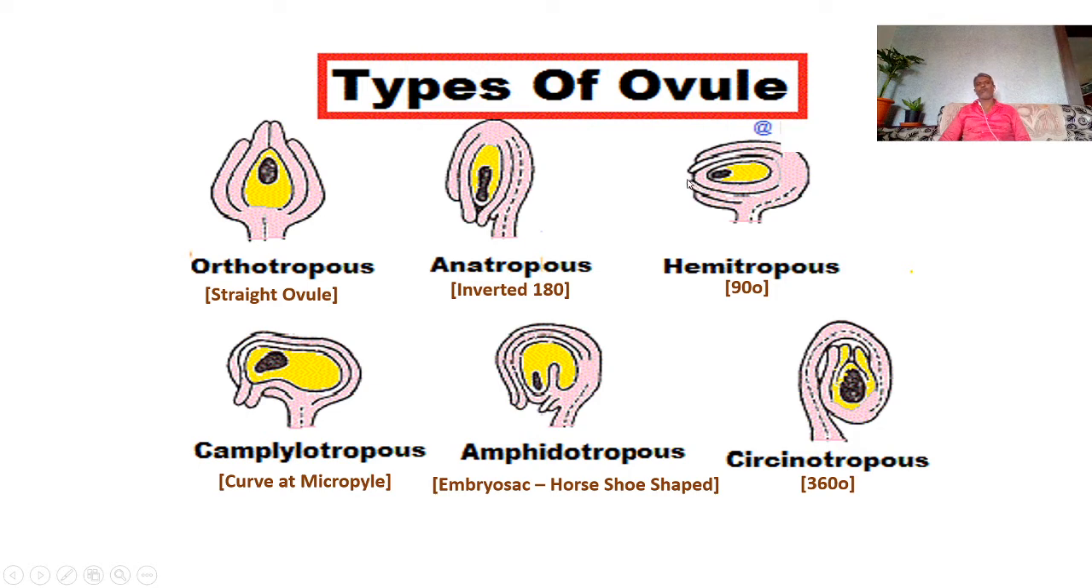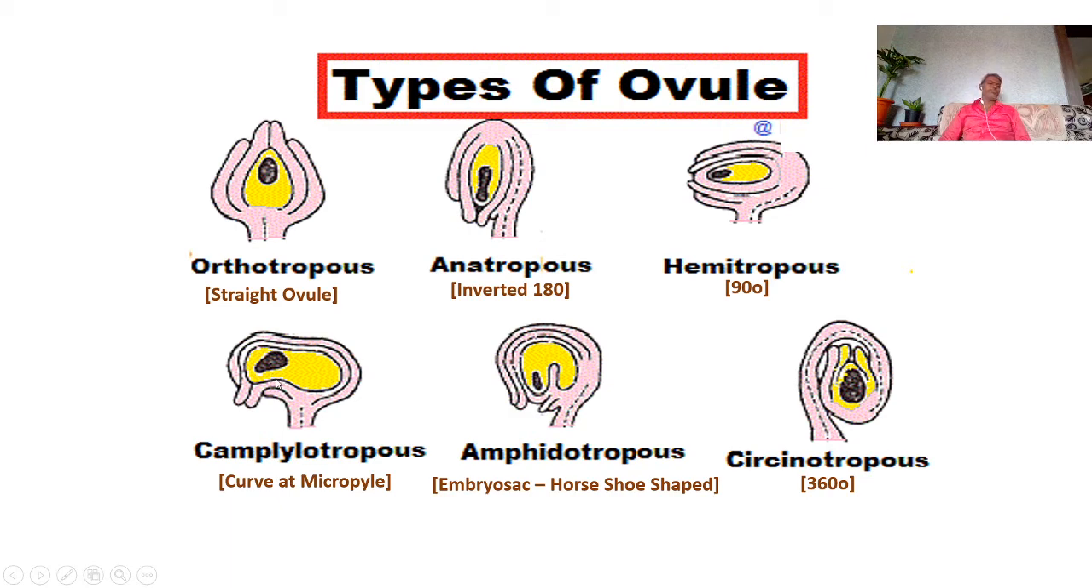Here also, you can observe that the micropylar region, the embryo sac, and the chalaza are all present in the same straight line except the funiculus. The funicle is perpendicular to this ovular body, making 90 degrees. So this is known as hemitropous ovules, and this is seen in Ranunculus and Nothoscordum. Okay.